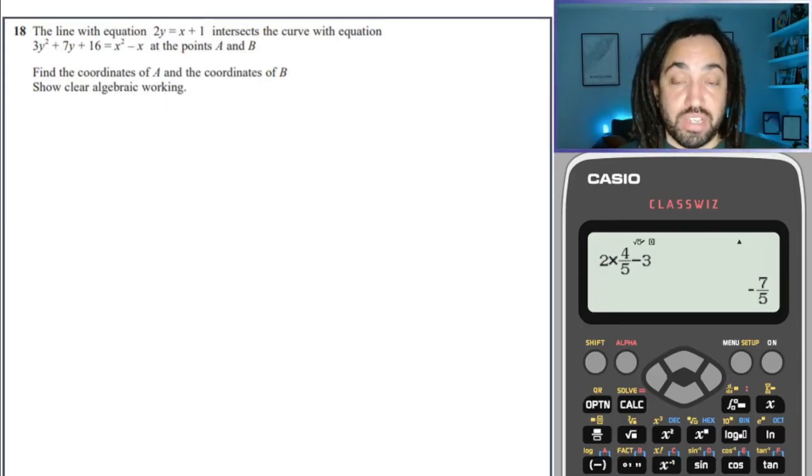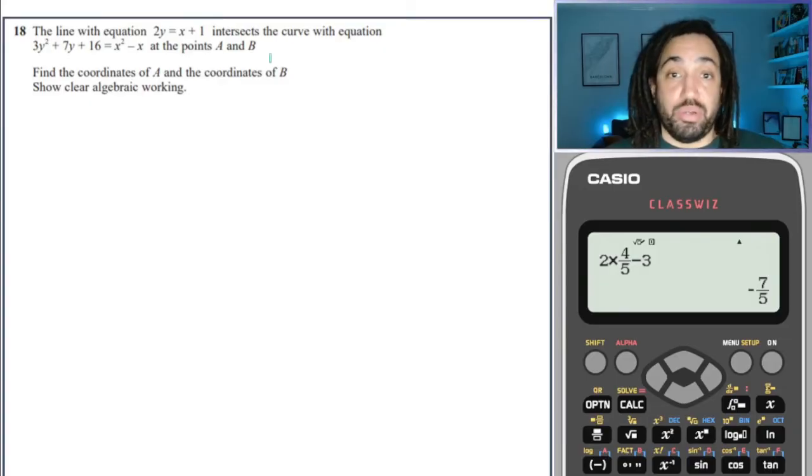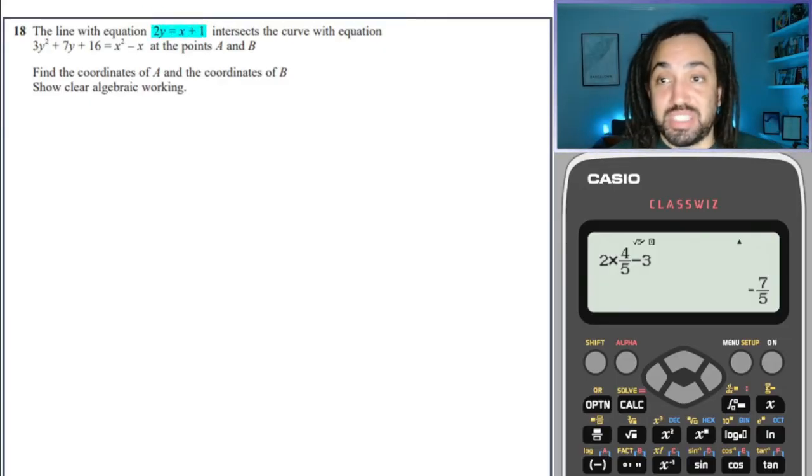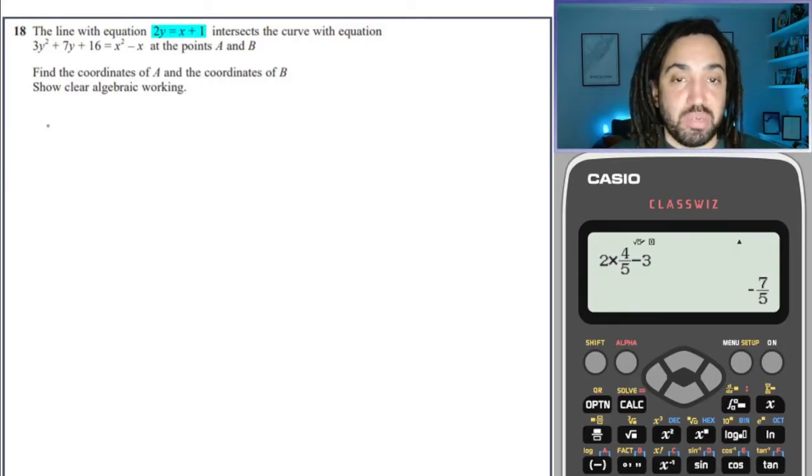Okay, next question. The line with this equation intersects the curve with this equation at the points A and B. Find the coordinates of A and B. Well, this is exactly what we've been doing, just a bit of context, but we just basically solved the simultaneous set of equations. So we need to make the linear one, x or y, the subject.